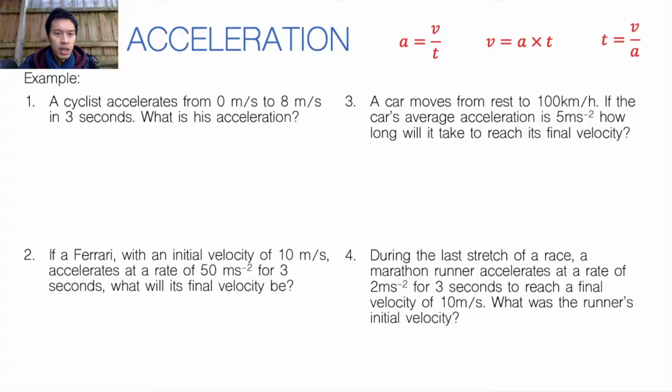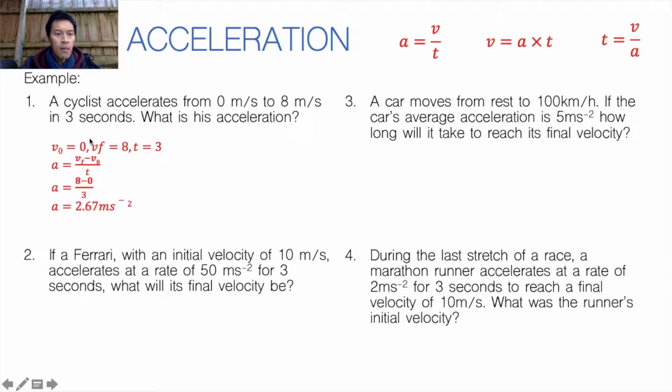All right. Let's take a look at the first question. So you are given a cyclist accelerates from 0 meters per second to 8 meters per second in 3 seconds. What is the acceleration? Okay, so in this case here, you've got initial velocity, which is 0, final velocity, which is 8, time is 3. So let's use not these formulas here, let's use the other set of formulas to calculate.